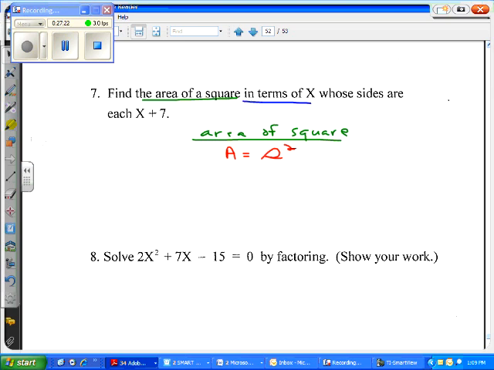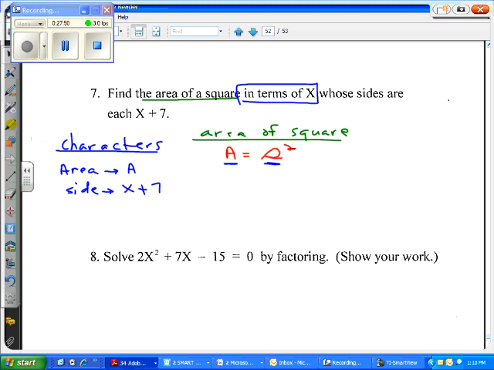Now this time it says in terms of x, which means we're not going to write the area in terms of s. So this particular question demands that we replace s with the x stuff. We're going to go ahead and write characters. The characters of the story would be area, which we don't know, so we're going to leave it A. And side, these are the pieces of the formula, which they've asked us to call x plus 7. And so we're going to substitute the x plus 7 in for s.